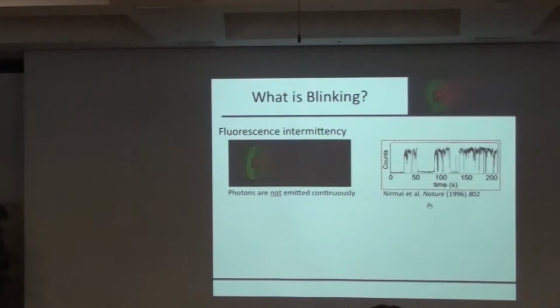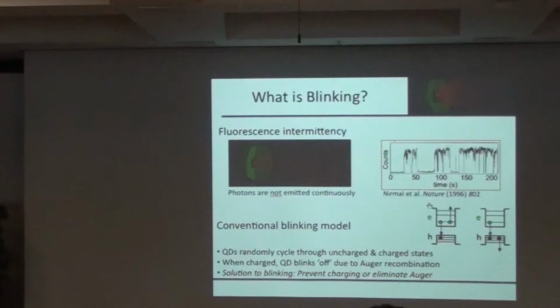But before I get to that, I just want to briefly say something about the mechanism responsible for blinking, because if you understand the mechanism for blinking, you can think about synthetic strategies for shutting it off. Okay, so the conventional wisdom for fluorescence intermittency, where you see the intensity turning on and off in a random fashion, has for a number of years been the following. That quantum dots randomly cycle through uncharged and charged states, that they're literally becoming either charged with an excess electron or an excess hole. And when they're charged, the quantum dot will be off or blink off due to a very efficient non-radiative process known as Auger recombination, which I show schematically over here on the right.